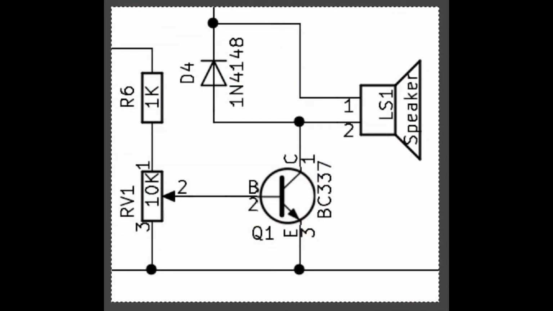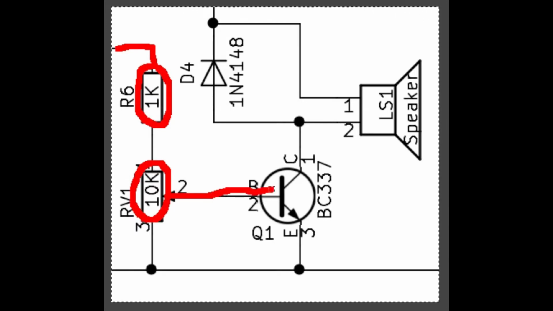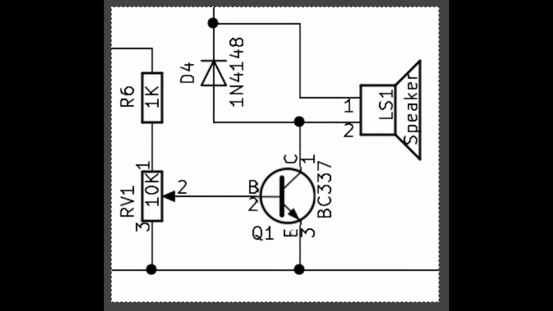So this is the circuit, and it's very simple. The audio input signal from the GPIO pin comes in here. It goes through a 1K resistor, and that 1K resistor is there because I've got a potentiometer here, and I want at least 1K going into the base of the transistor, because otherwise it'll overload the transistor.